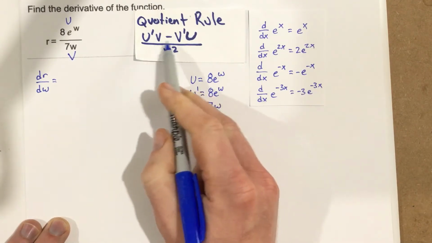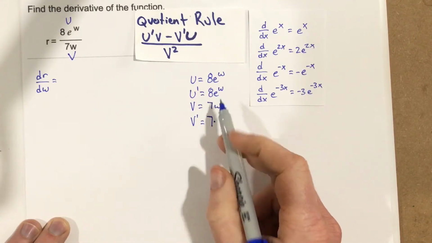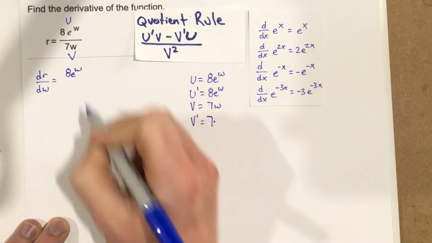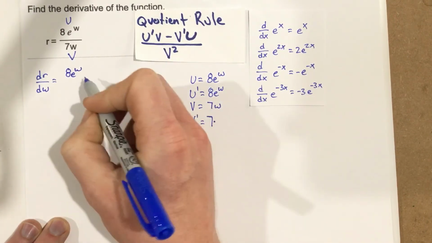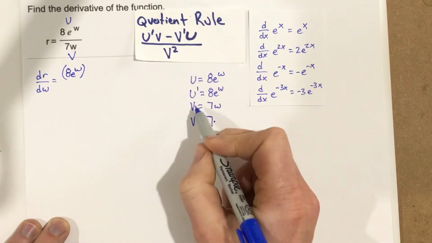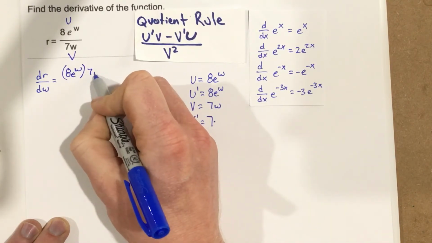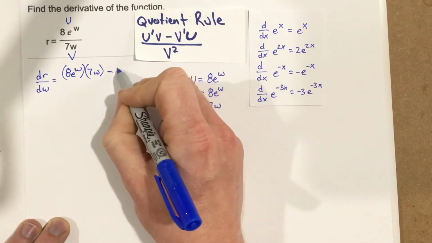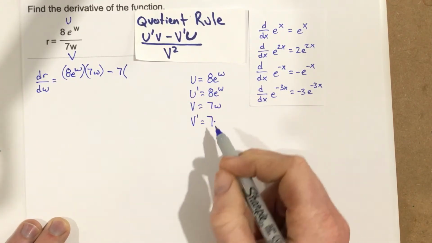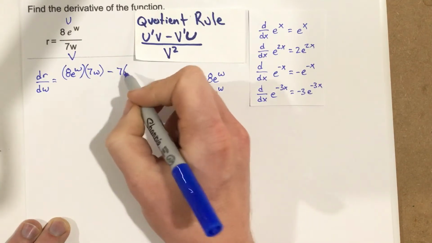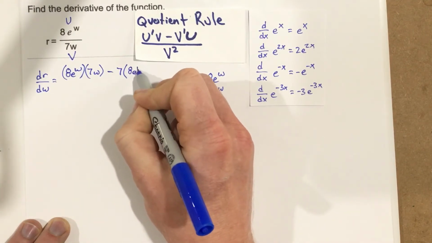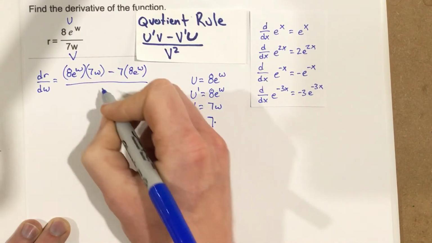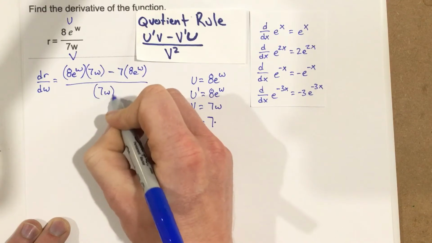So I can use the quotient rule now. U prime is 8e to the w. And then I've got v, which is 7w. And I have minus v prime, which is 7. And then I have u, which is 8e to the w. And that's all over v squared, which v is 7w, so I end up with 7w squared.